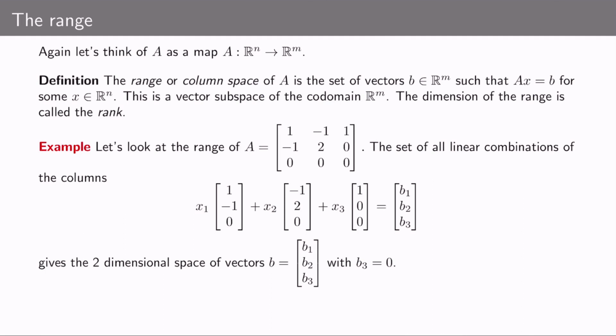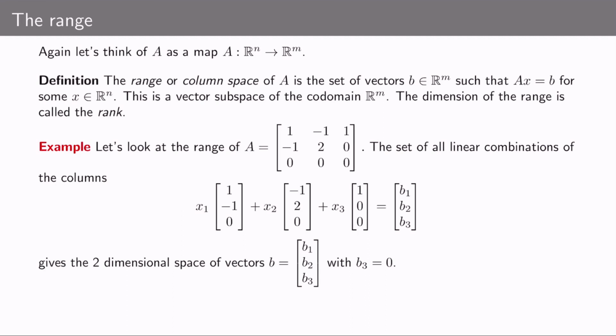Let's talk about the other important space associated with a matrix. This one is the range. Again, let's adopt viewpoint number 1, where I think of A as a map from R^n to R^m. The range, or column space of A, is a set of vectors in the codomain R^m. So a set of vectors b in this codomain such that there's some x over in the domain that maps to the vector b. In other words, I can find some vector x such that Ax is equal to b.